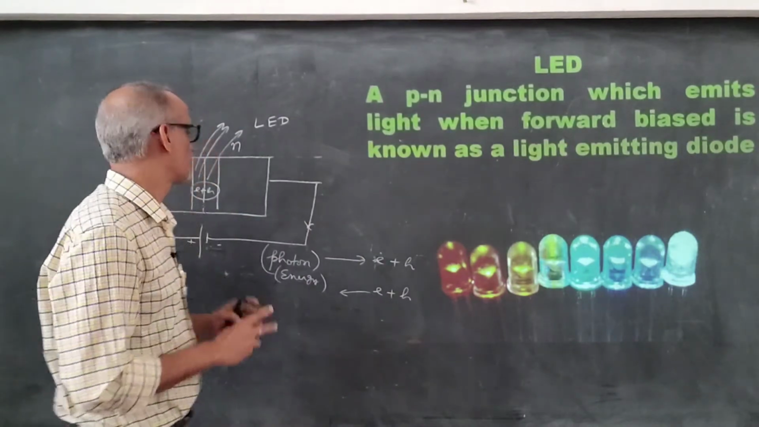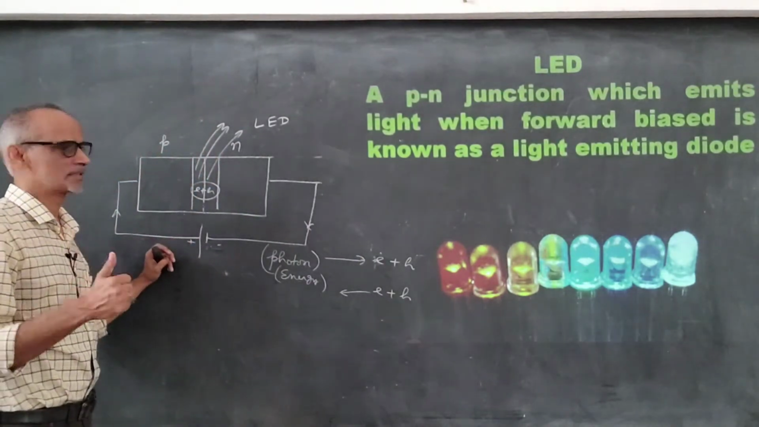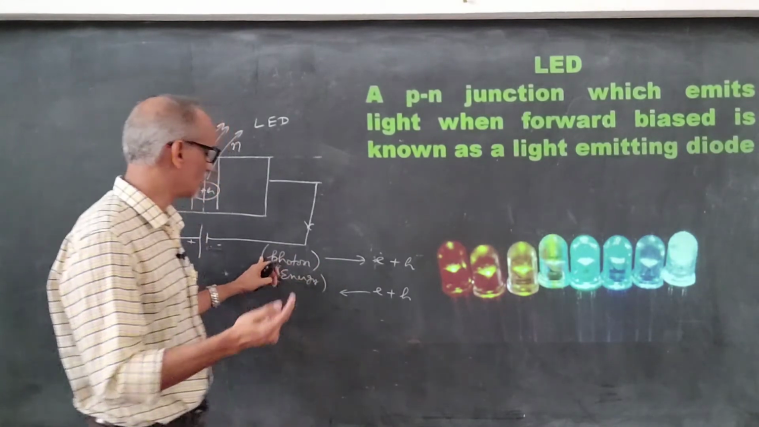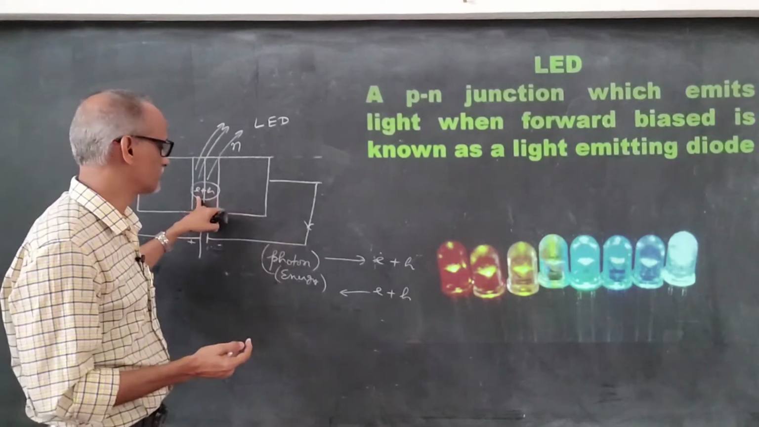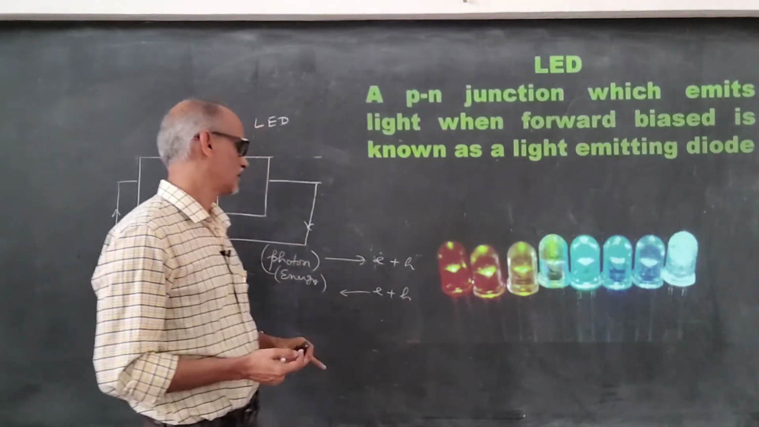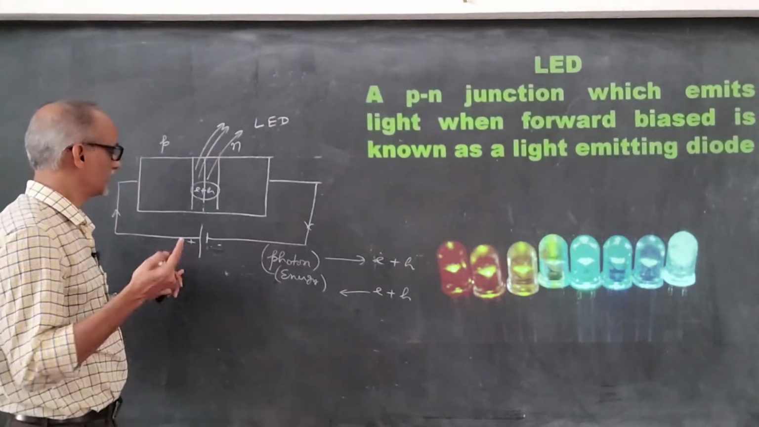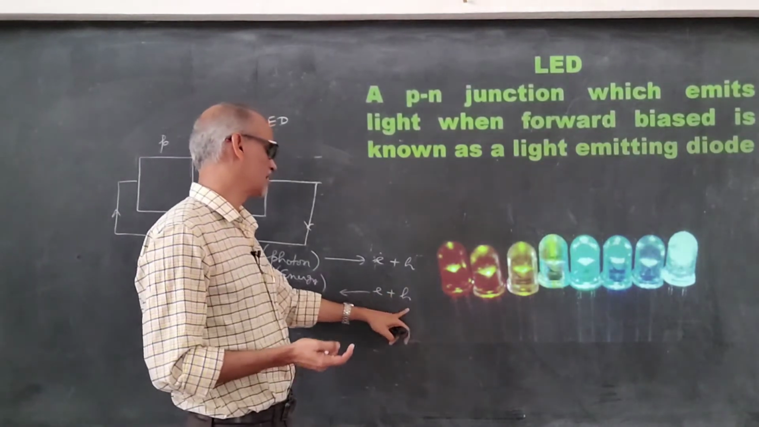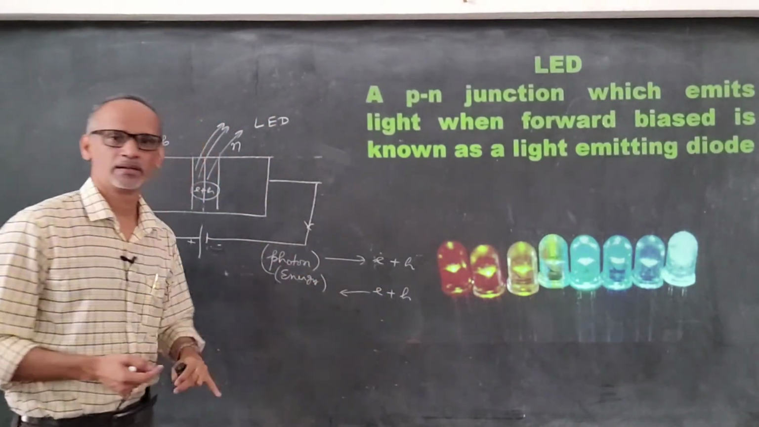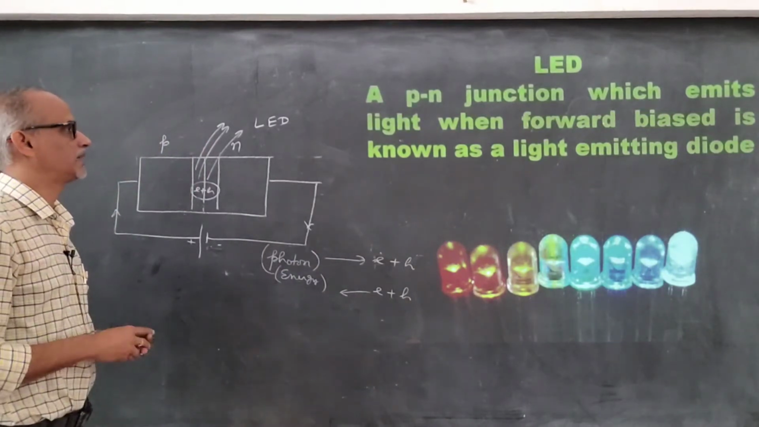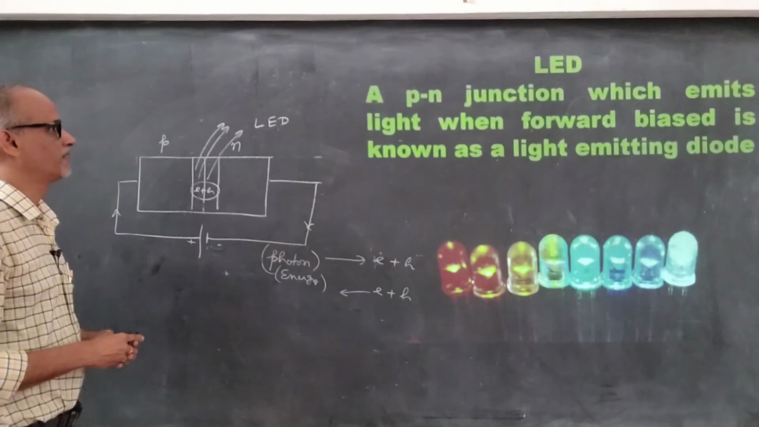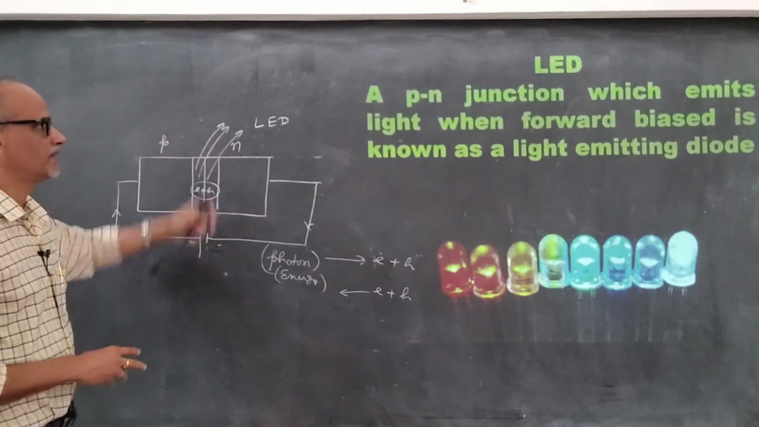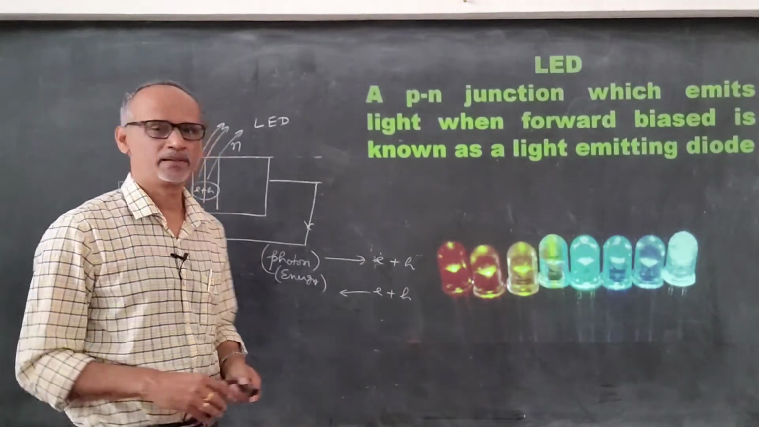So therefore, a photodiode works in reverse bias, whereas an LED works in forward bias. In a photodiode, a photon incident near the junction creates electron hole charge carriers, whereas an LED works in forward bias, where electron hole combination takes place near the junction, which gives out light. So what is an LED? A PN junction which emits light when forward biased is known as a light emitting diode.